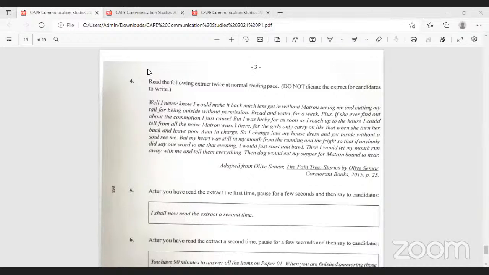Right, ready. So reading this brief extract twice at normal pace, just so you can understand it. But as we answer the questions, we're not going to go back to the extract itself.